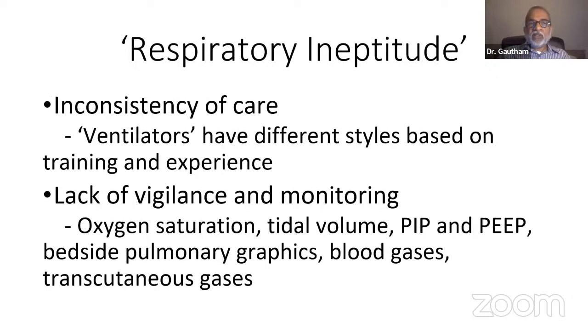I've talked a lot about guidelines and consistency of care. Ventilators, which is the humans, often have different styles based on their training and experience. So you may have in one NICU somebody who's done a DM in St. John's, somebody who's trained in the UK, somebody who came from the US, and somebody who's just had a lot of experience, and each person might have a different style. So it's important to have a homogeneous style in one unit with the use of guidelines. And we've talked a lot about vigilance and monitoring of all these parameters that I've listed on the slide as very important for excellent outcomes. So these are some thoughts I have related to the questions.